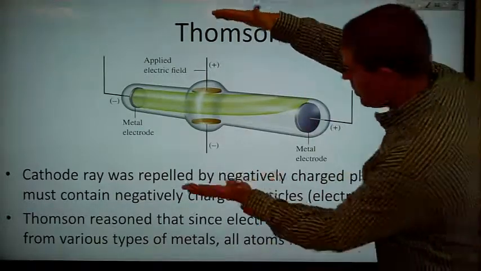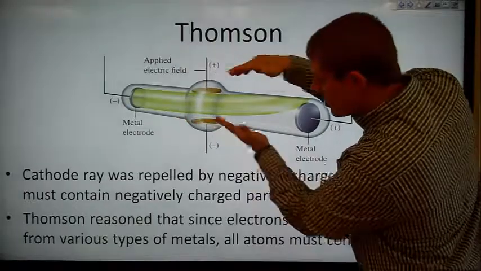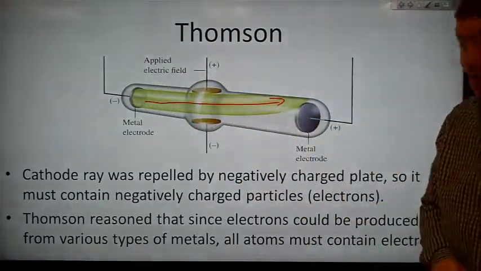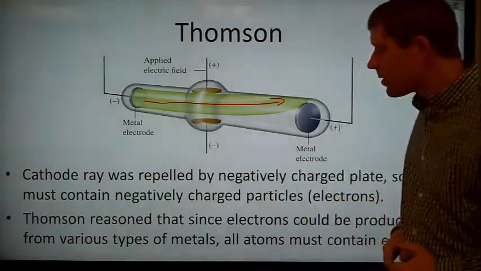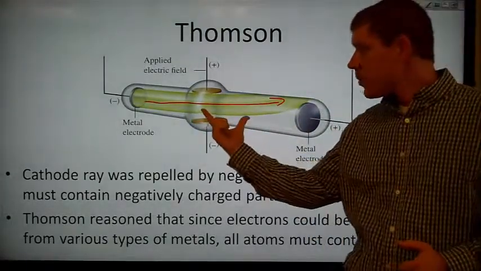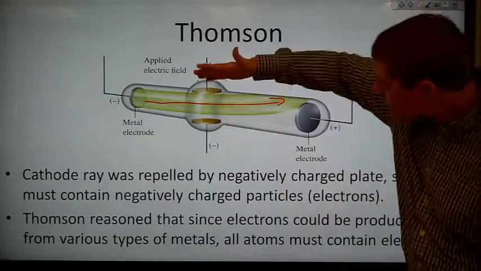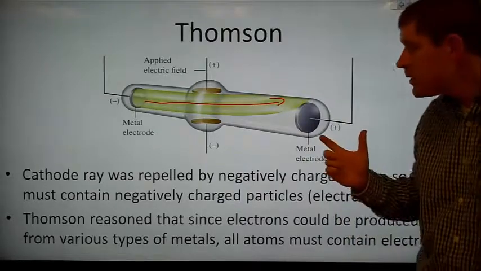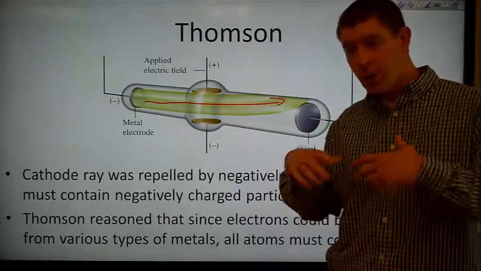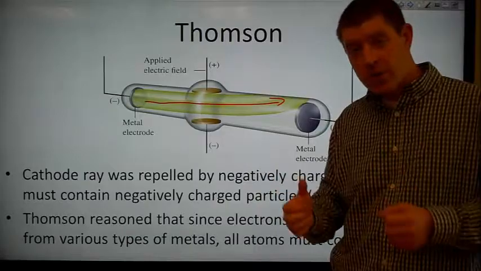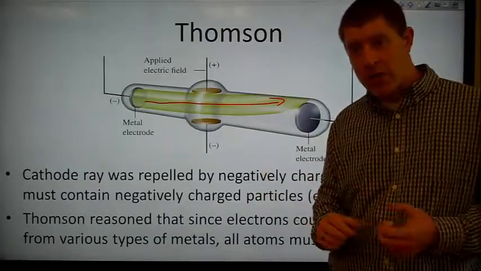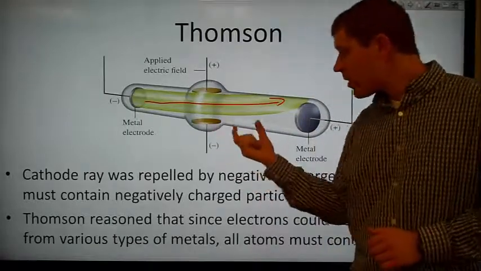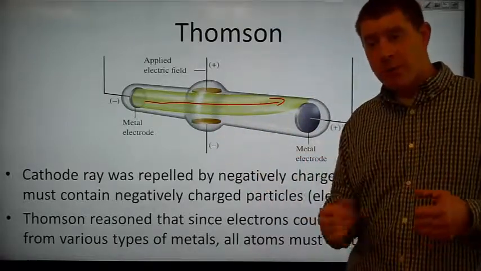So if he put two plates on either side of the stream as it moves to the right here, so the stream is moving that direction. If he puts a negative charge here, well, the stream gets repelled away from the negative charge. And if he puts a positive charge there, the stream gets attracted towards that positive charge. So what this means, because we know that like charges repel each other, and opposite charges attract, just like the poles of a magnet. If you put a north pole and a north pole of a magnet, they'll repel each other. If you put a negative charge and a negative charge next to each other, they'll repel each other.